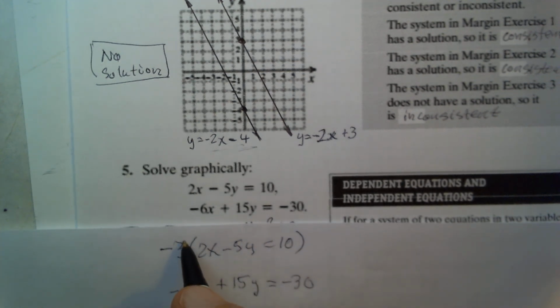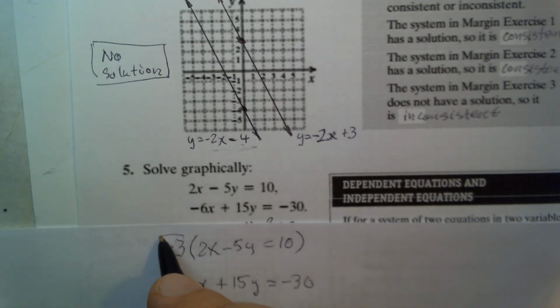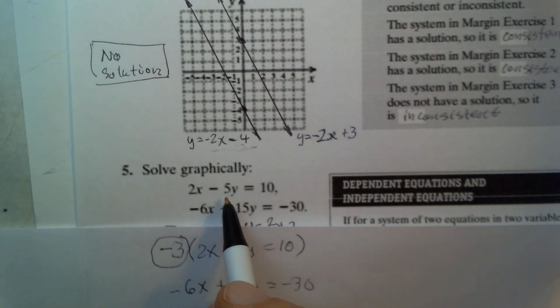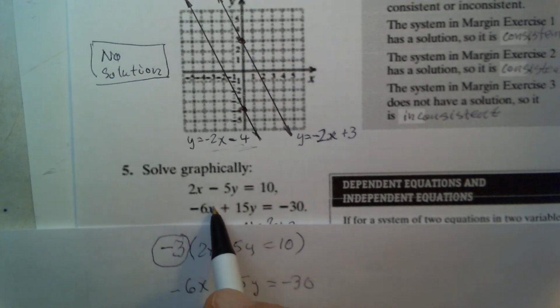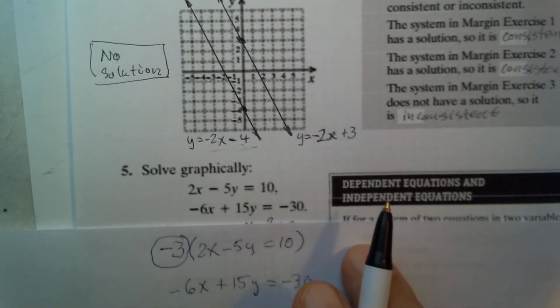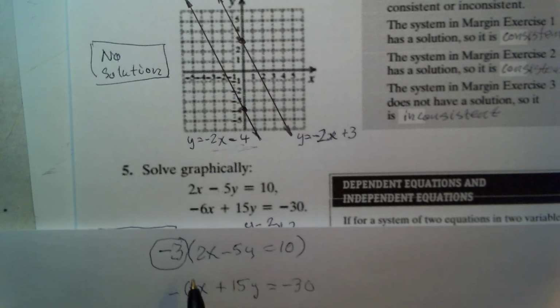In other words, the linear factor of minus 3 establishes the fact that the second equation depends on the first equation or vice versa. That's why it's called a dependent system. It's a linear factor of minus 3 in this case.